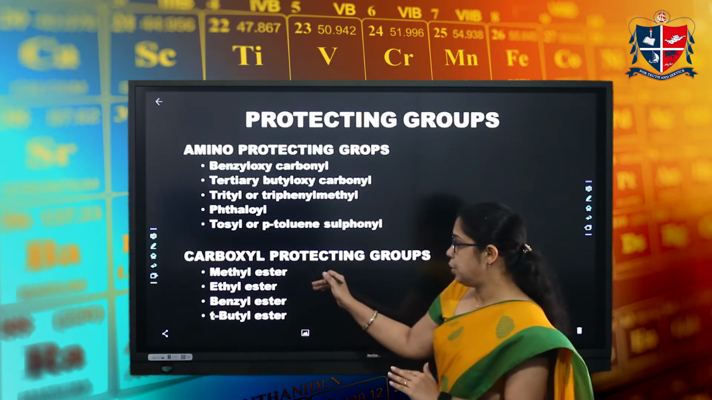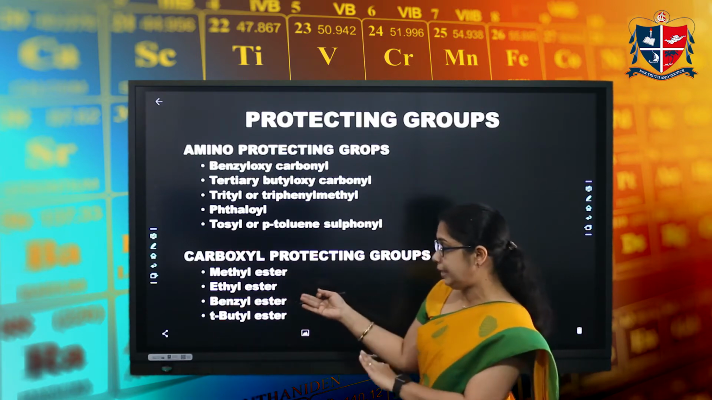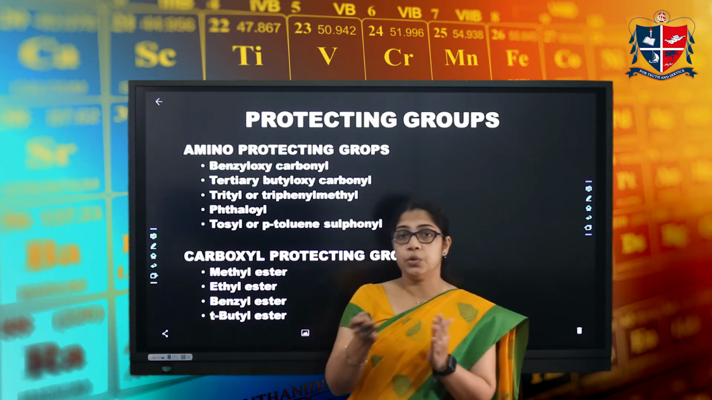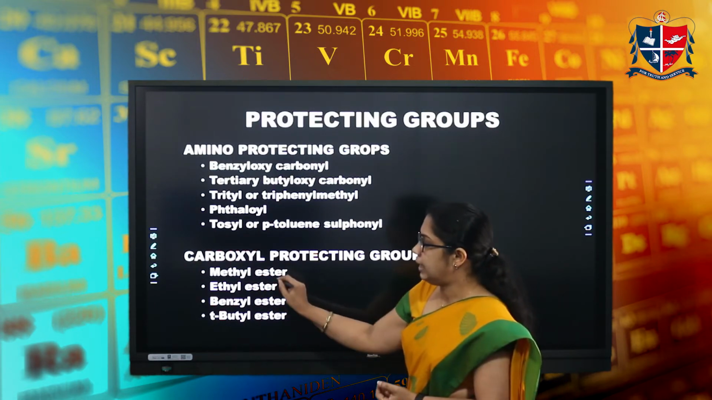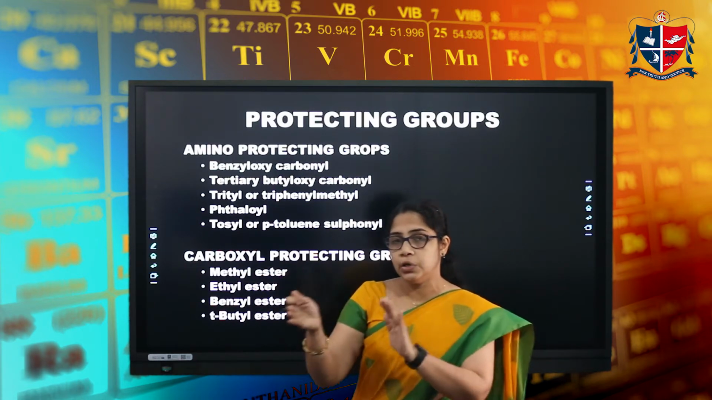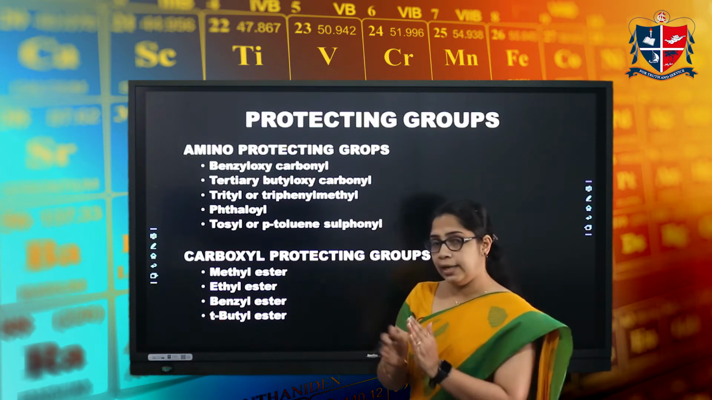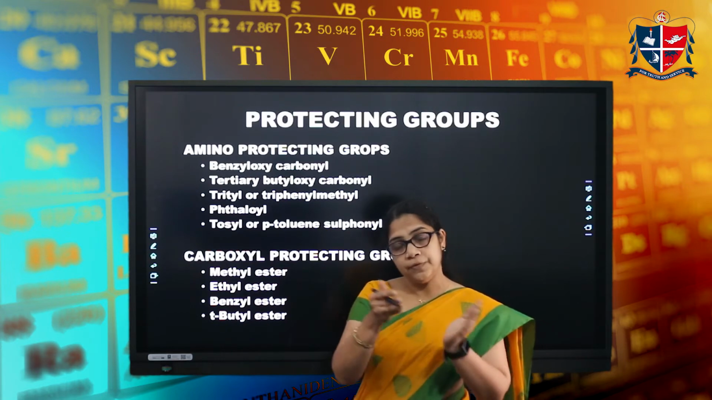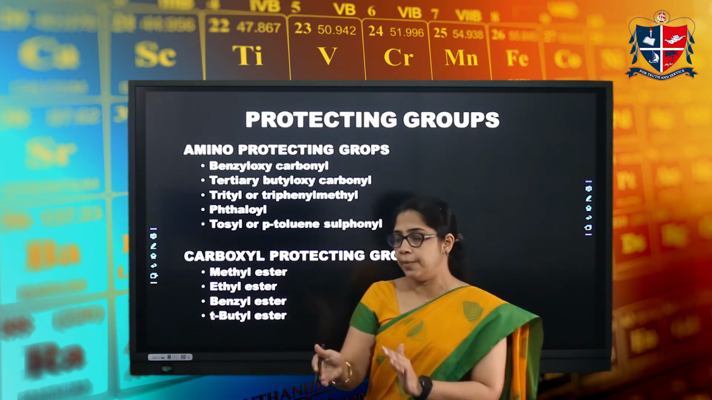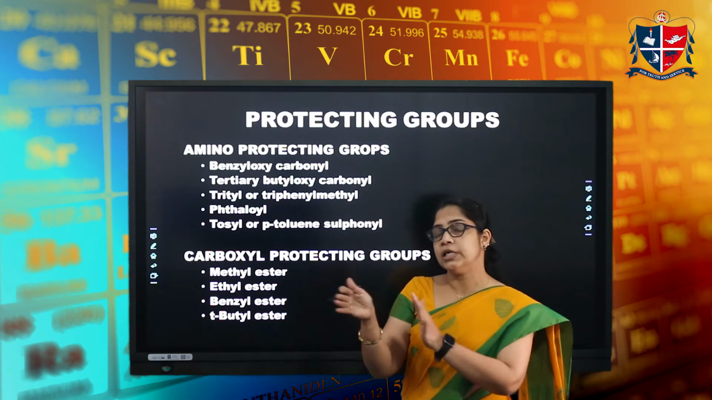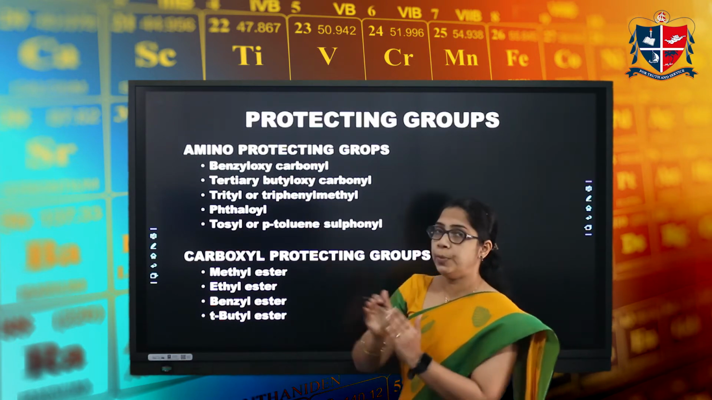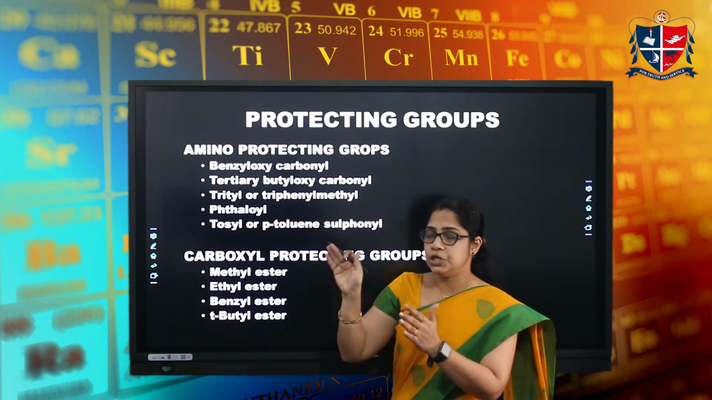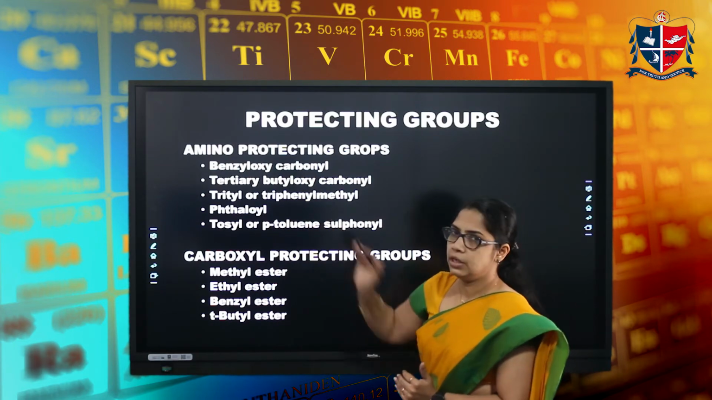That is, COOH can be converted into its methyl ester, COOCH3, or the ethyl ester, COOC2H5, etc. That is, the carboxyl group is protected in the form of its ester and the NH2 group is protected in terms of these groups. That is, the NH2 hydrogen is substituted with these groups.